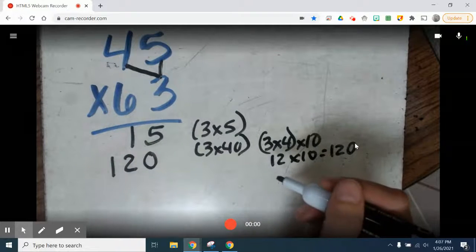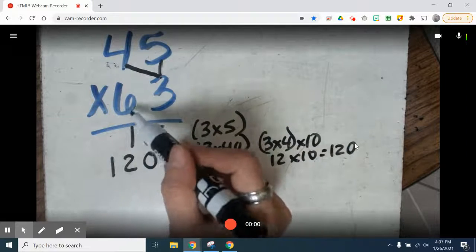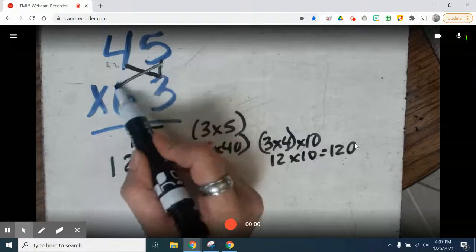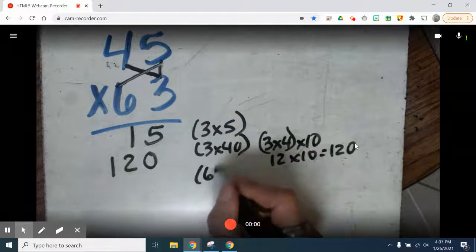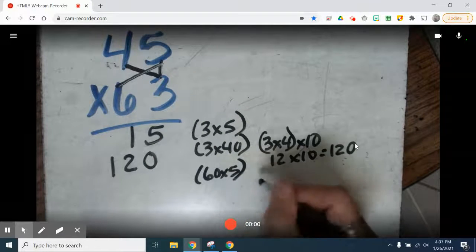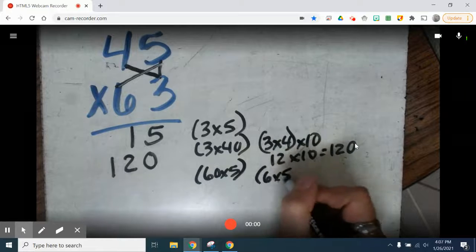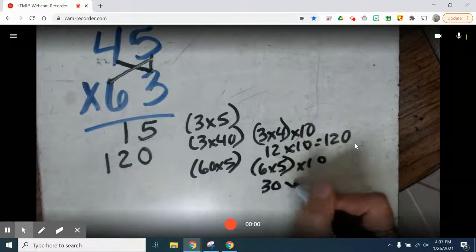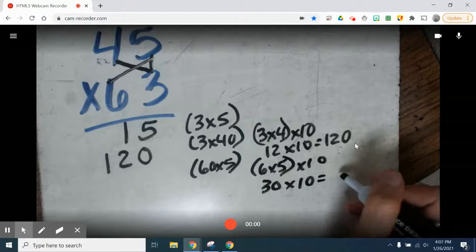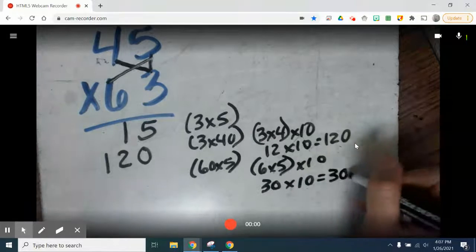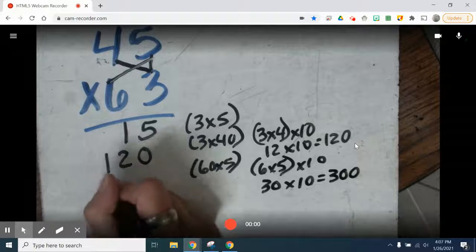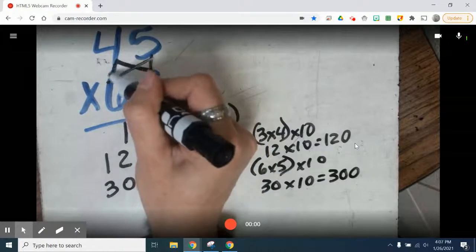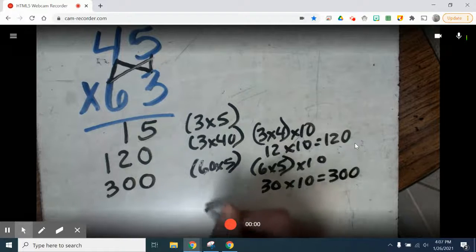Now we're going to go over to the tens place. We've got 6 in the tens place, and that's 60. So 60 times 5, again 6 times 5 times 10. So 6 times 5 is 30, 30 times 10. Any number times 10 is that number with a zero on the end. So 300. And now we've got our tens place times our tens place, so that's 60 times 40.